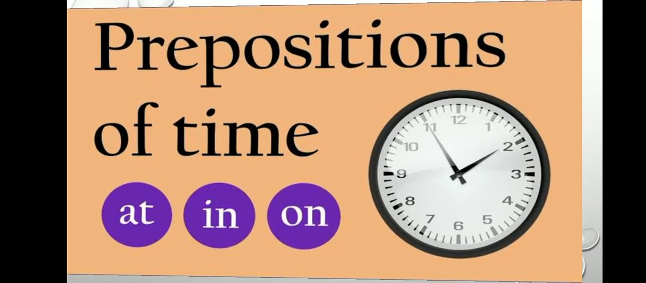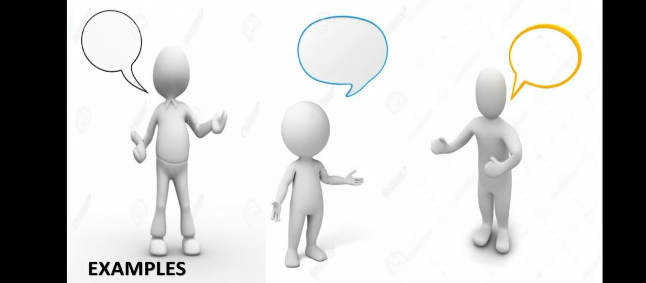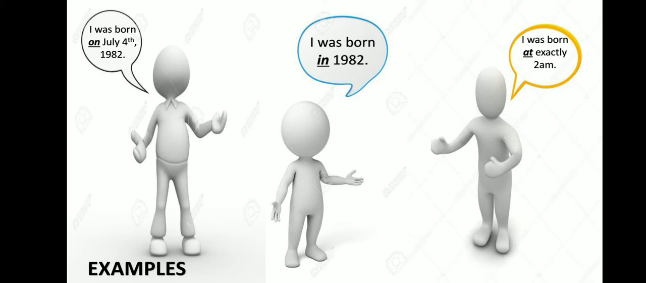For example, I was born on July 4th, 1982. I was born in 1982. I was born at exactly 2 a.m.